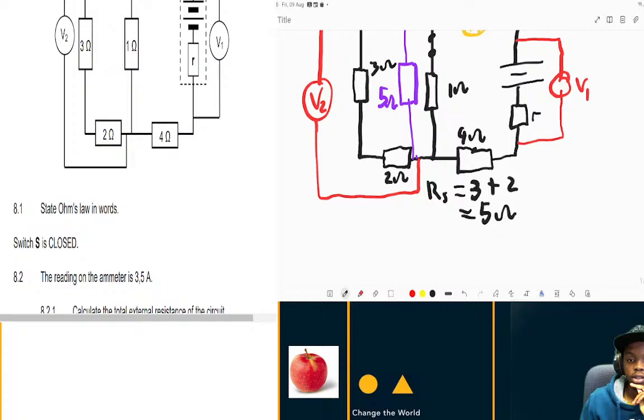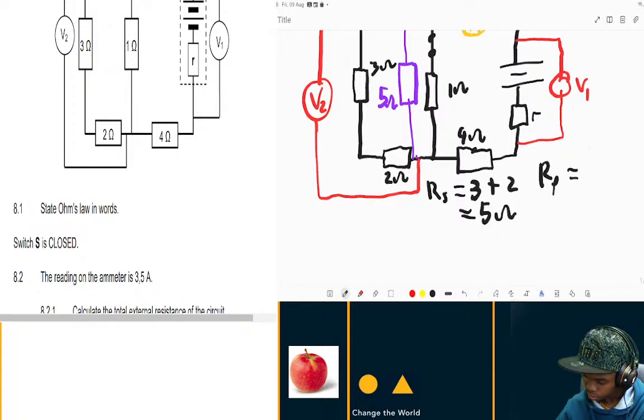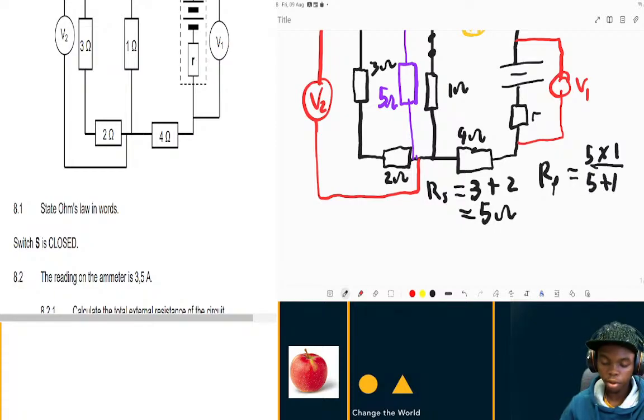So now we have to calculate the R parallel. R parallel will be equal to the 5 ohm that we calculated times the 1 over 5 plus 1. Remember I showed you this formula, or you can use 1 over R parallel equals 1 over R1 plus 1 over R2, but this one only works when it's 2 resistors. So 5 times 1, that is 5. 5 plus 1, that is 6.